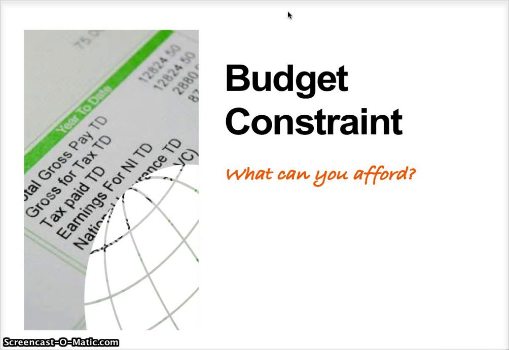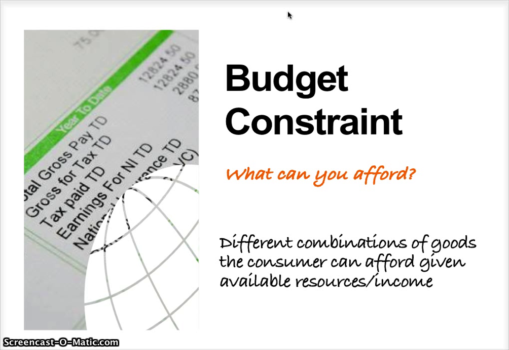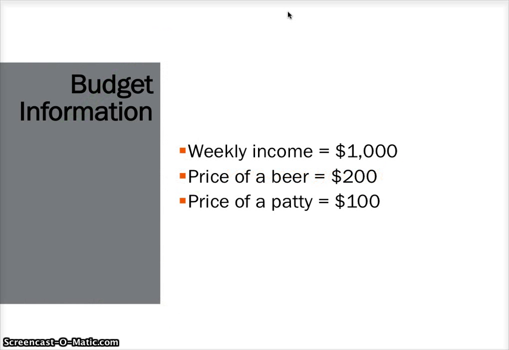This video examines the consumer's budget constraint. Now, the budget constraint is the different combinations of goods the consumer can afford given available resources or income. So the budget constraint is looking at what you can afford to buy given your income. We're going to use this information of our weekly budget to examine the budget constraint.